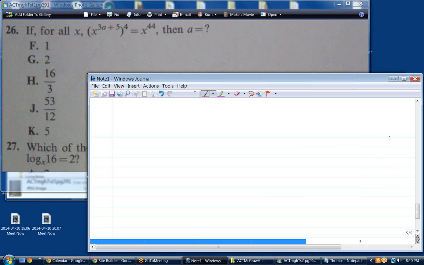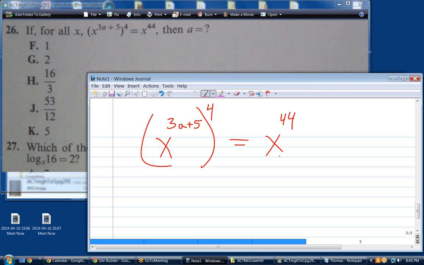All right, so this problem here, we have x to the 3a plus 5, all to the 4th power, equals x to the 44th power. And they want to know what a is. Man, these are getting kind of tricky. Not really. This one's actually pretty straightforward. This would be on the easier side of medium.